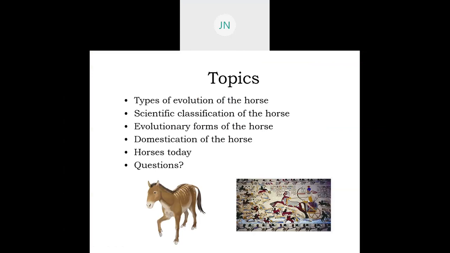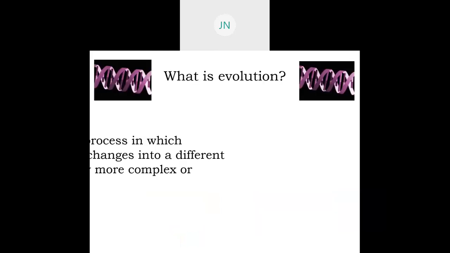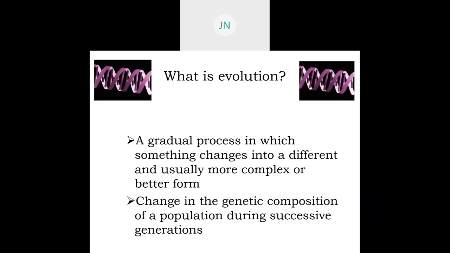Okay, so today we're going to talk about some different types of evolution of the horse, the scientific classification of the horse, their evolutionary forms, domestication, horses today, and answer any questions you may have. So first of all, evolution is a gradual process in which something changes into a different, and usually a more complex or better form. This is also a change in the genetic composition of a population during successive generations. We're going to be talking more about this in just a minute.